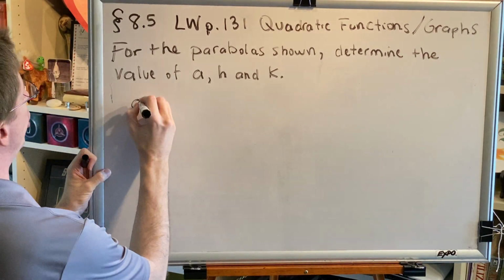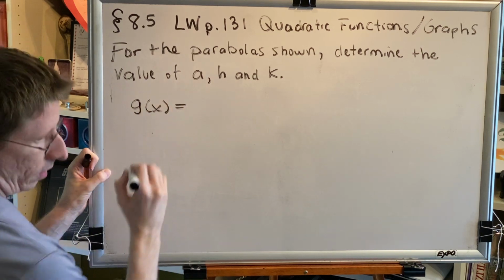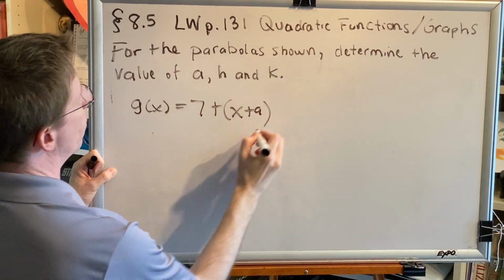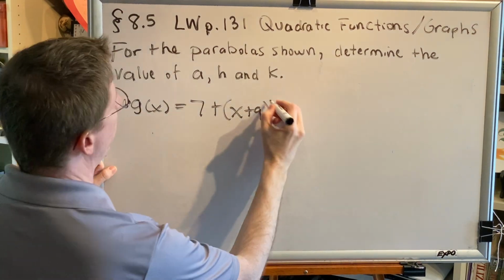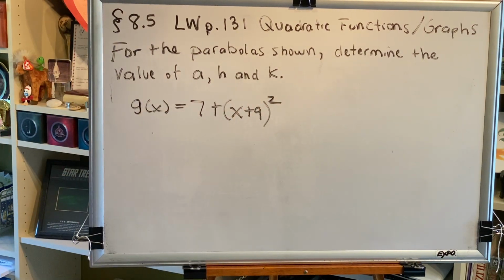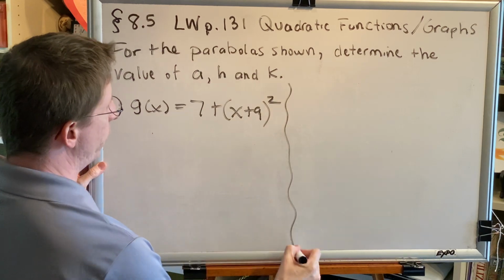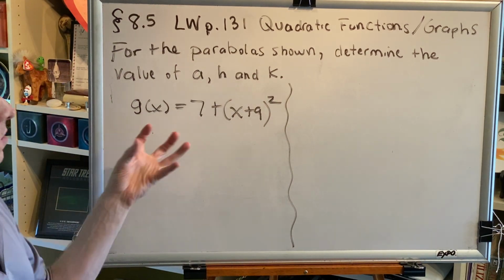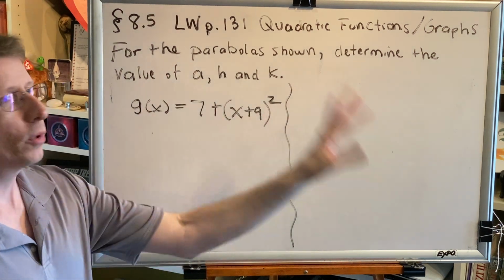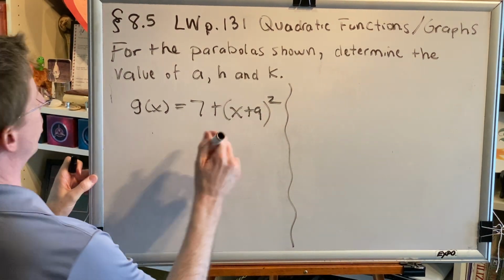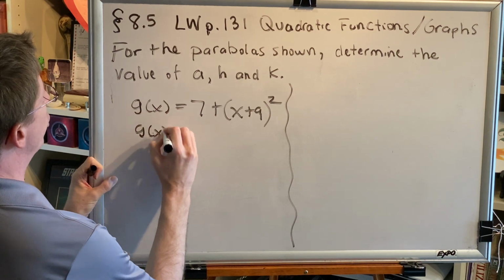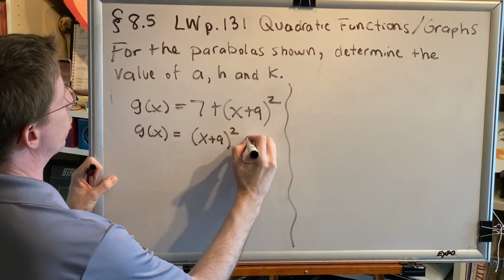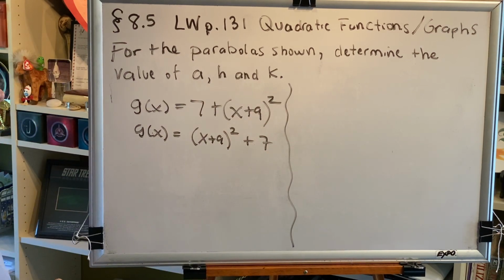Next, g(x) = 7 + (x + 9)². Okay, so when we solve a problem like this, the first thing that we want to recognize is the 7 being added is on the wrong side. Usually that would go at the end. But addition is commutative and can be done in any order. So that means that we can rewrite our equation to look like this: (x + 9)² with the plus 7 at the far right-hand side.